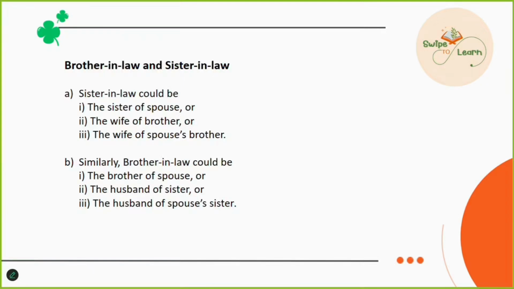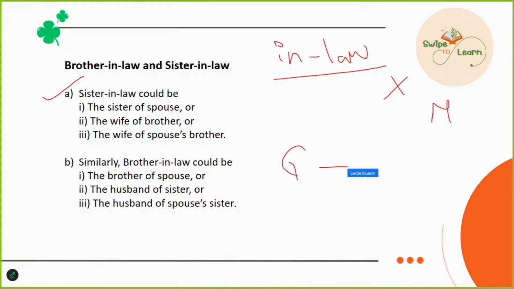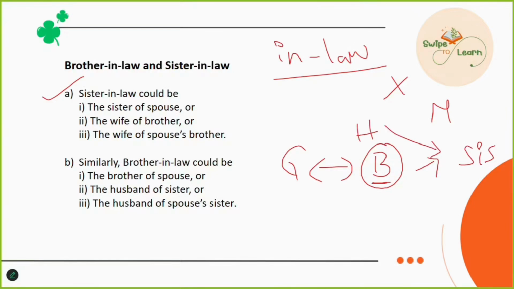Okay, so brother-in-law and sister-in-law, especially talking about the word in-law. When we talk about this word in-law, it means that the person is not from your family. The person whom you get after your marriage is considered an in-law. Here we have two types of in-laws, brother-in-law and sister-in-law. A sister-in-law could be of three types. If you're a girl married to a boy, then your husband's sister is your sister-in-law. Or else, if you have a brother, then your brother's wife will also be your sister-in-law. So this is one chance and this is the second chance.